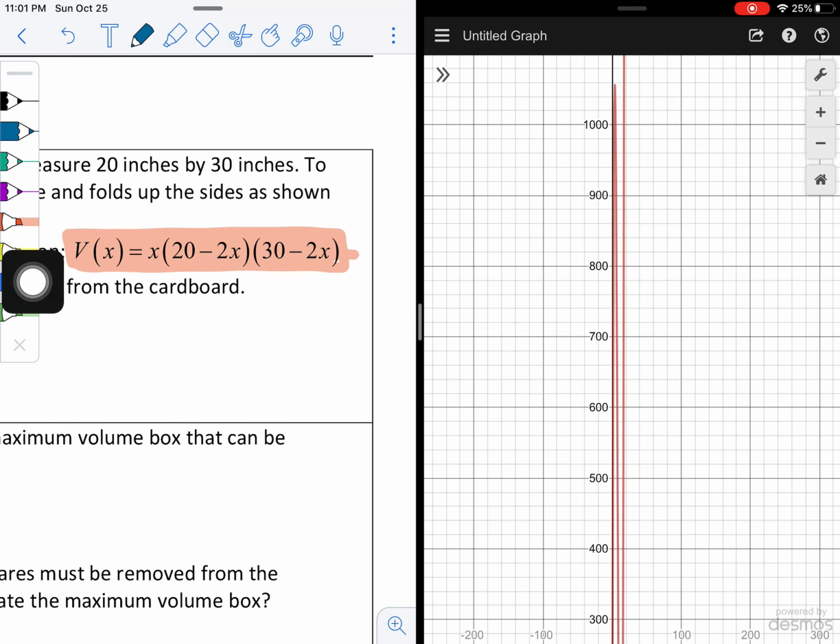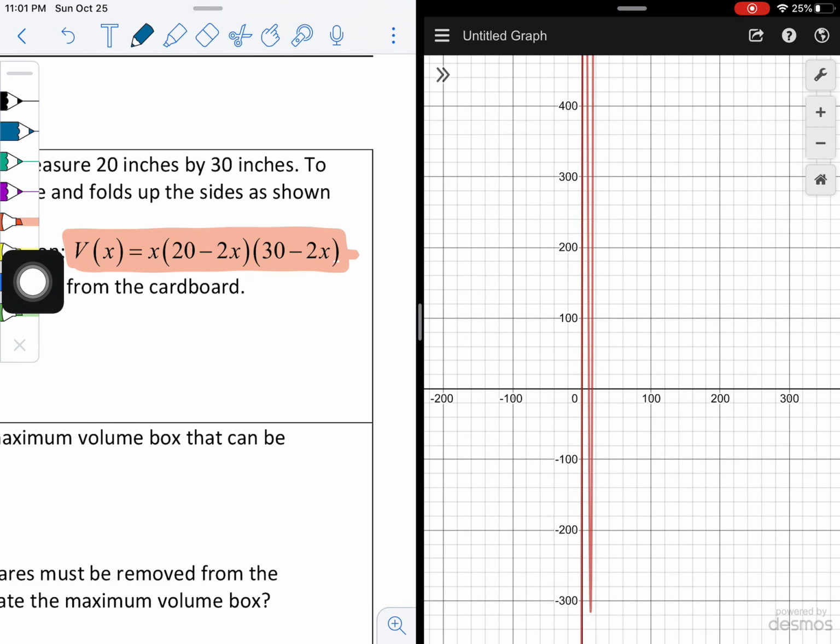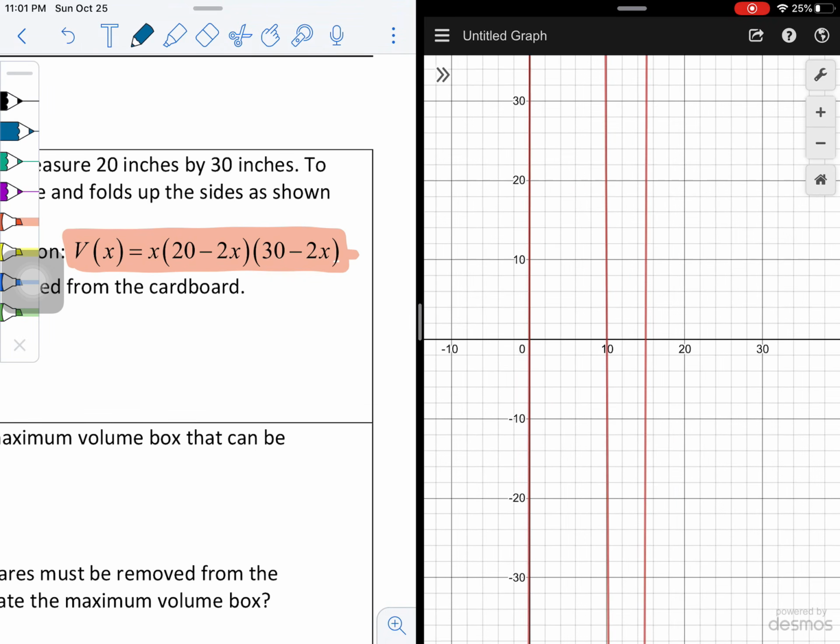And basically, I'm going to go back to Desmos here and look at my graph, and I'm actually going to zoom in on the x-axis here.